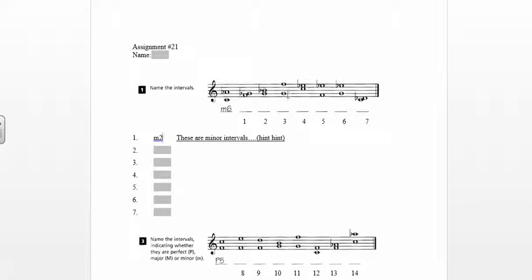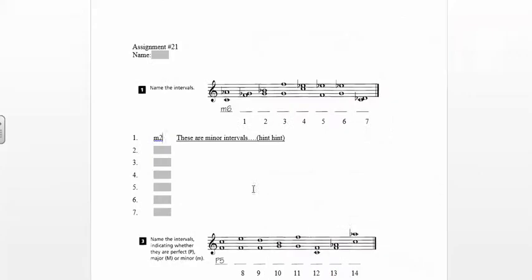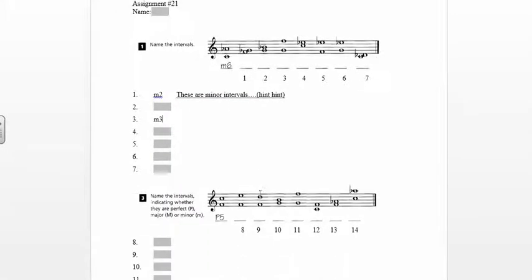And so let's look at number 3. 3 goes from G up to F. So if I go looking at G and I go to F, that's a 7 according to this chart, but it's supposed to be sharp, and it's not. So therefore it must be a minor 7th because it's not on the chart. If it was on the chart, then it would be major or perfect.